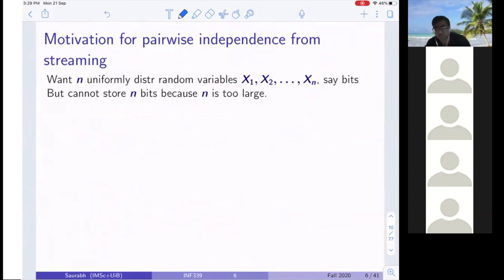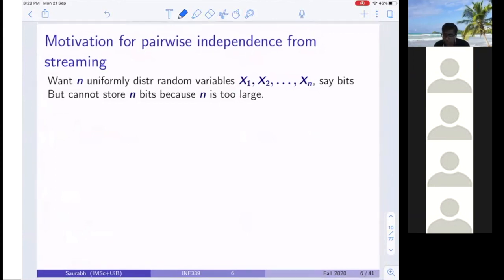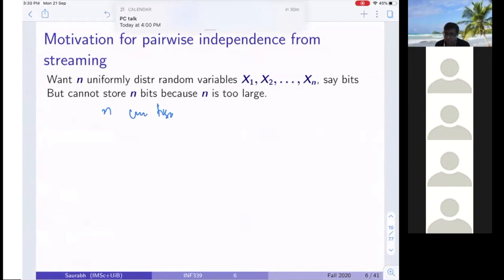Why are we motivated by pairwise independent variables? Our main motivation is from streaming. Generally what you want is n uniformly distributed random variables x1 to xn, say bits, right? But can we store n bits? We are in the regime where we need polylog bits or something of this nature. So keeping n coin tosses, head, tail, is impossible for us. We cannot keep these things.